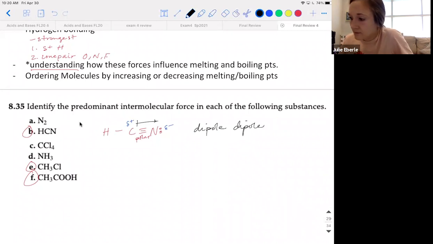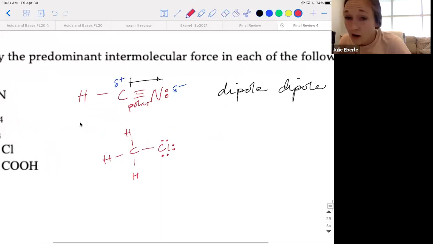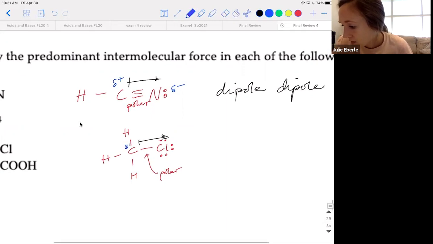CH3Cl. Carbon hydrogen bonds, again, none of those carbon hydrogen bonds are polar, but this carbon chlorine bond has an electronegativity difference of 0.5. So that bond right there is polar. So again, we can draw a dipole in where the carbon is the partial positive, chlorine is the partial negative. So dipole-dipole here.